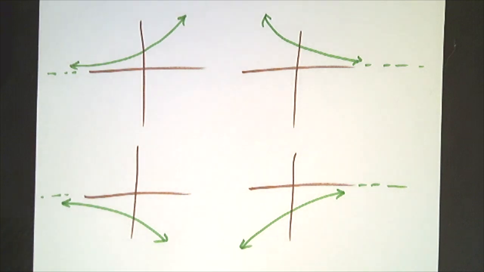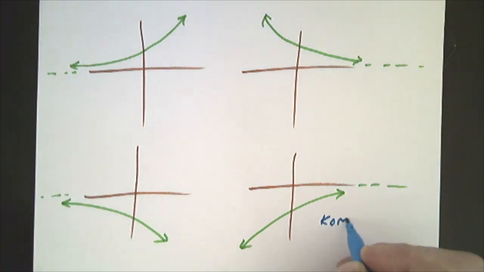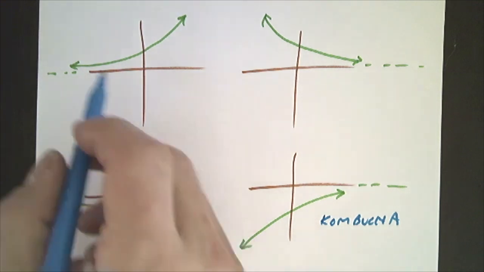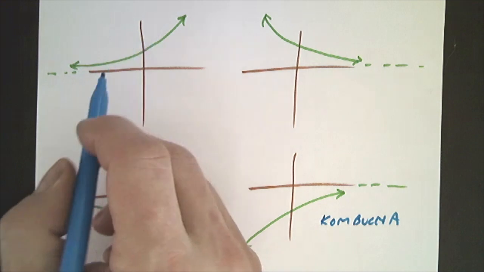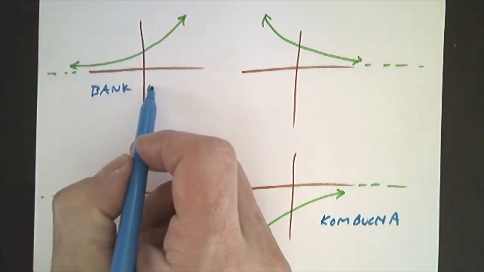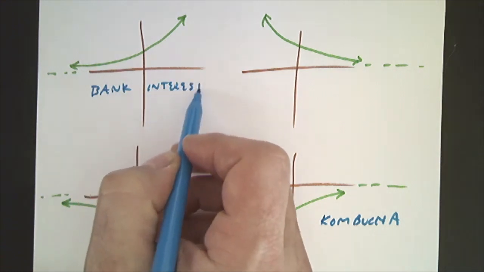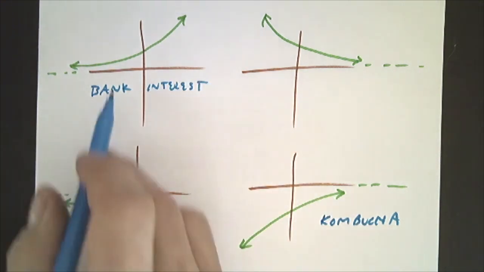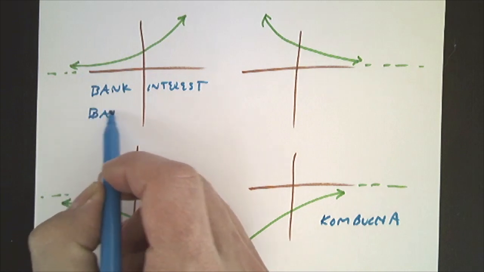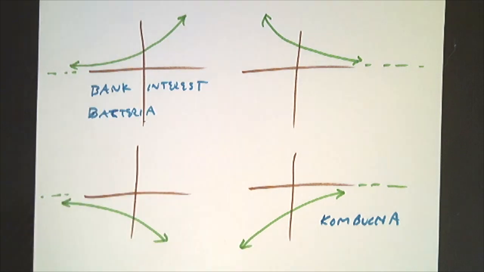Okay, so what's an example of these? We already have one example, of course, the kombucha. So what's a good example of the other ones? How about your bank account here? If you put money in at a compounding interest, so this would be bank interest. Or maybe the growth of a bacteria. If you give bacteria the right amount of food and temperature, it will grow exponentially.